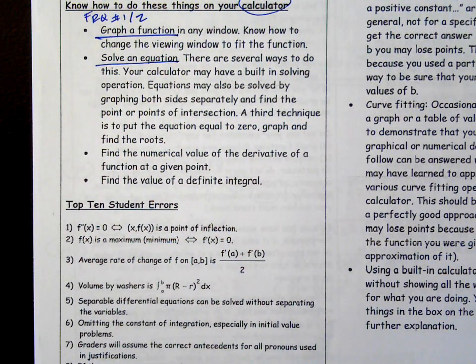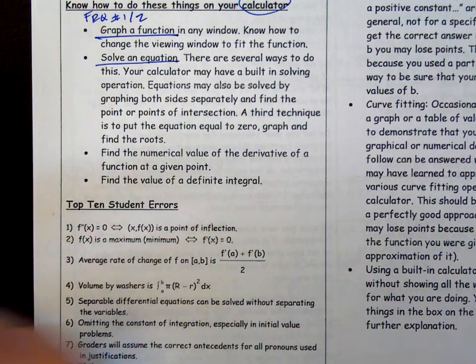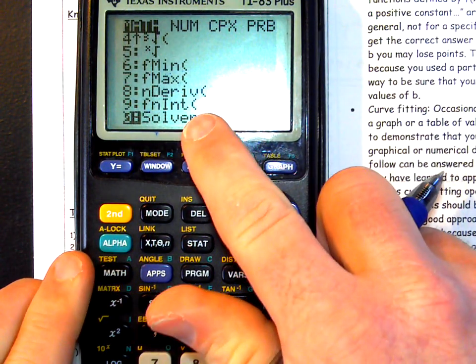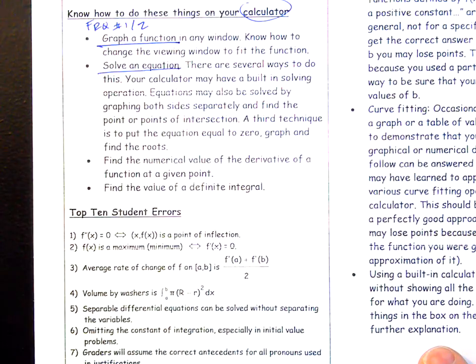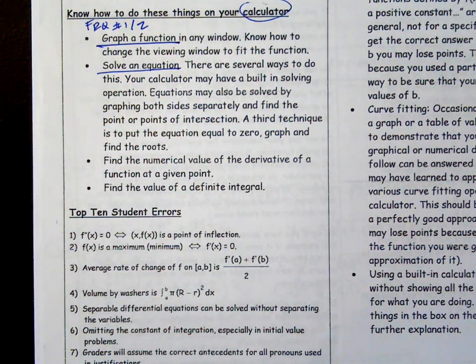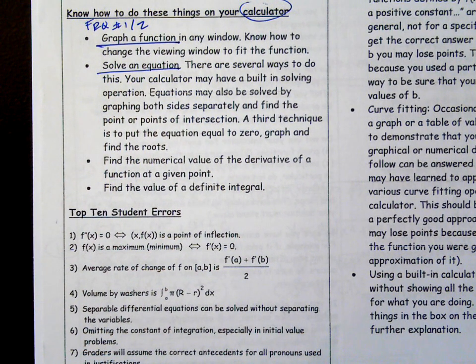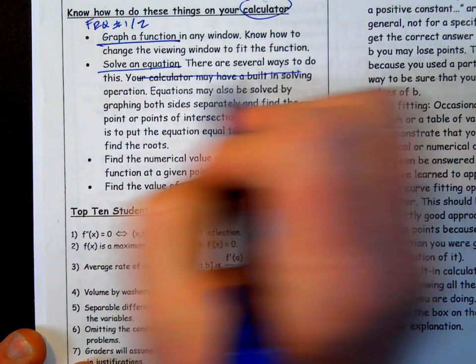Your calculator has a built-in solving operation. I've probably not shown this to you, but it's under Math 0. I don't like it because I find it kind of awkward to use, and there are some other drawbacks because you can't see where the answers potentially are. You don't know how many answers there are and where they're at, or if you found them all, even if there are more than one. So I personally would not use that.